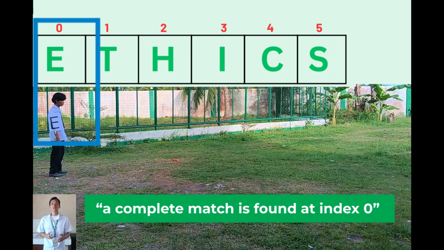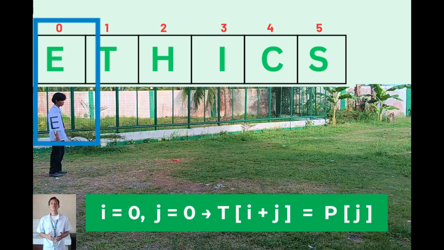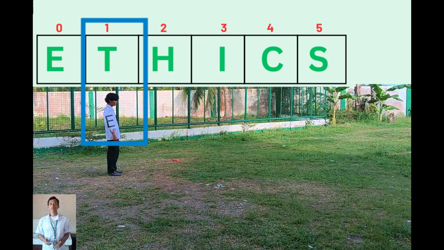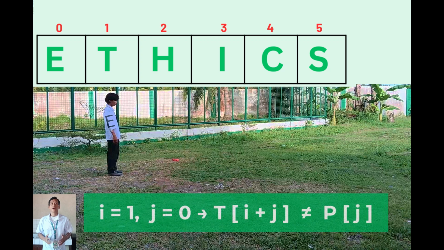Now, the first iteration is finished. And here is the pass of the first iteration. And now, we move to the next iteration. In the second iteration, the pattern now moves to index 1 of the text. Now, pattern E does not match index 1, which is T. So, this is a mismatch. And now, the second iteration is finished. And here is the pass for the second iteration.